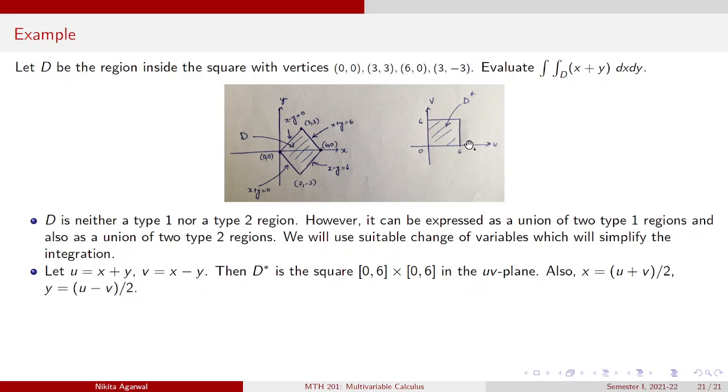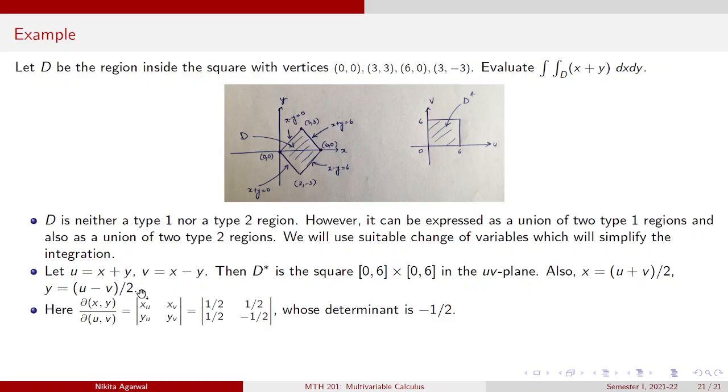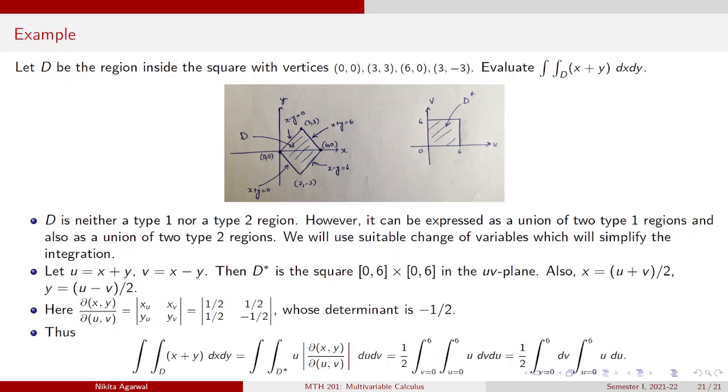Similarly, x minus y equal to 0 goes to v equal to 0, which is u axis, and x minus y equal to 6 goes to v equal to 6, which is this line. Okay. So D star becomes the square u from 0 to 6, v from 0 to 6 in the UV plane. But when you convert into new coordinates, you want x and y as functions of u and v, so that you do. Then you compute the Jacobian determinant, it comes out to be negative half in this case.